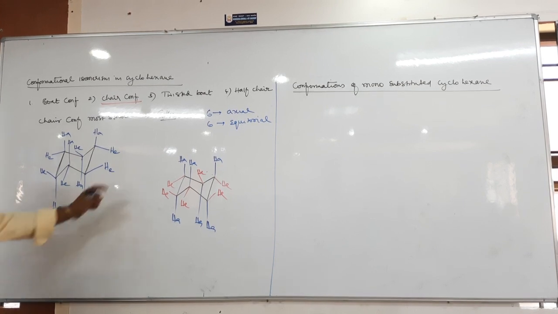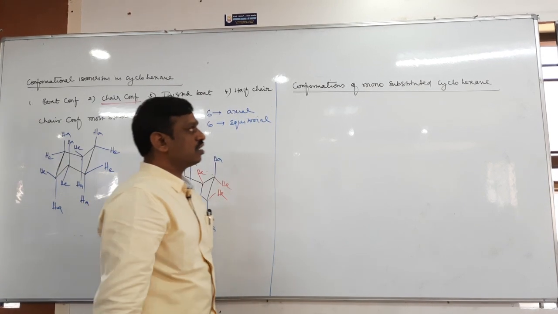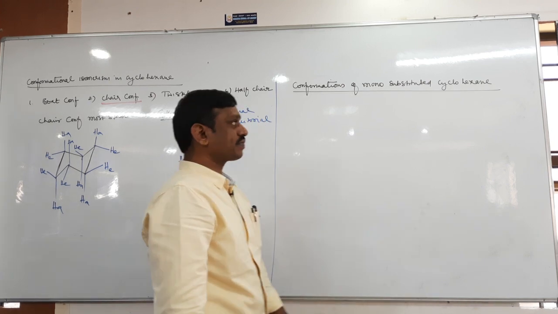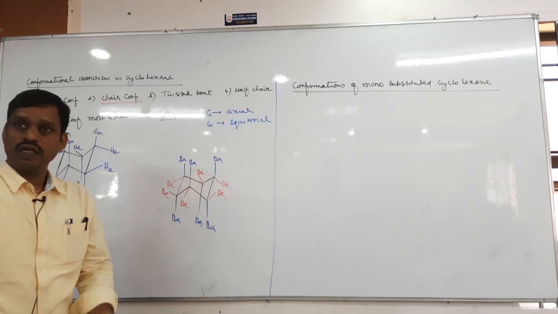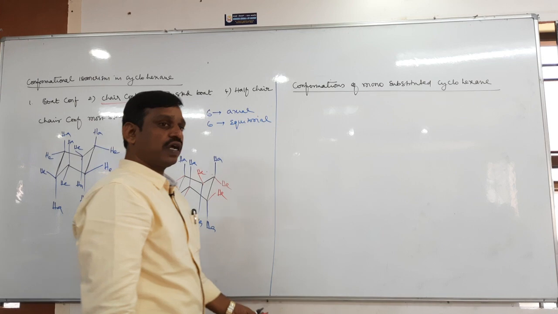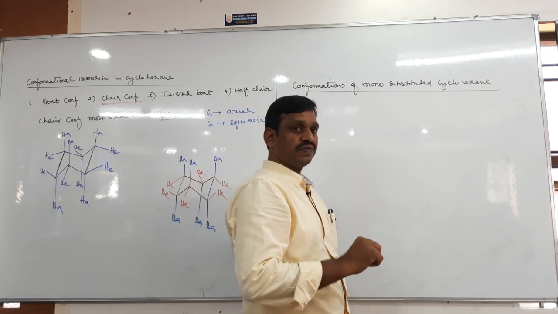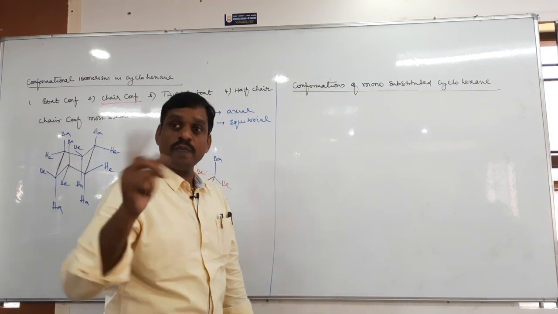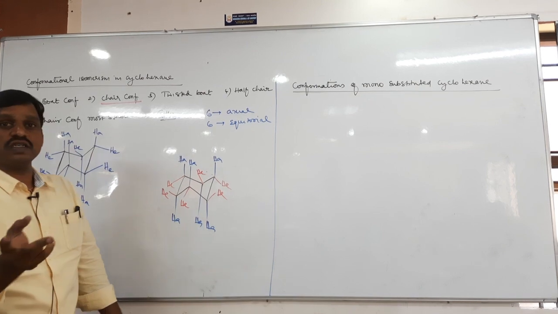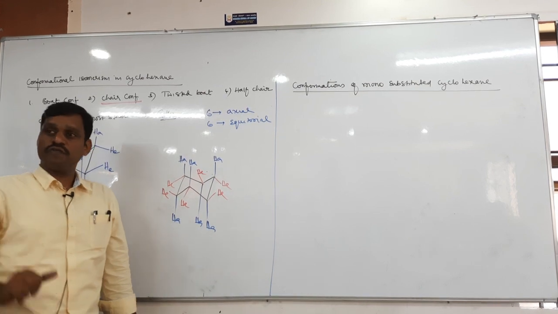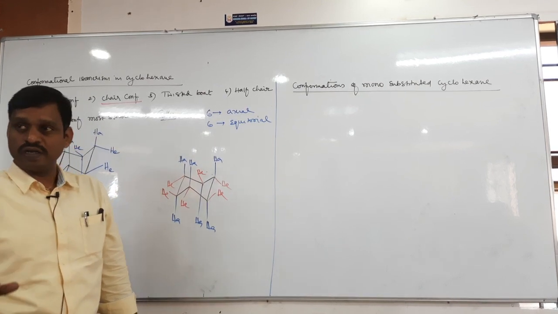Now tell me, conformations of monosubstituted cycloalkane. If the cycloalkane contains one substituent, that substituent may be present at an axial position or at an equatorial position. For us, what is important is which is most stable.